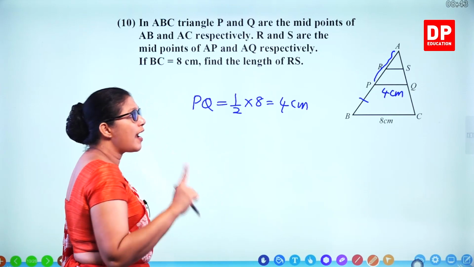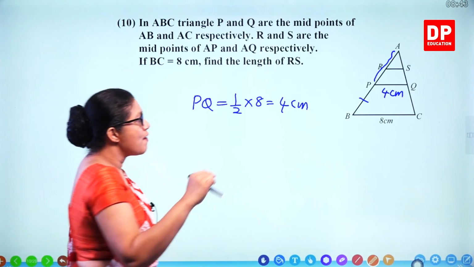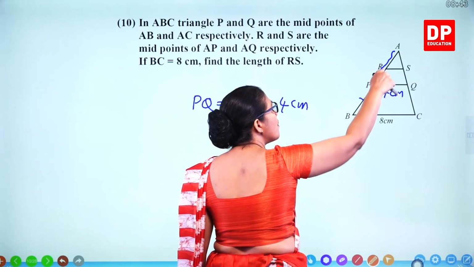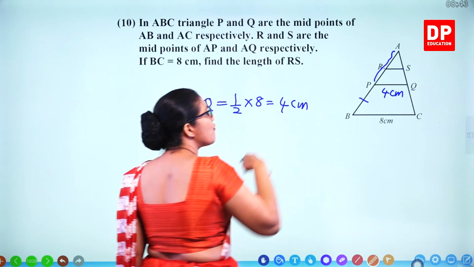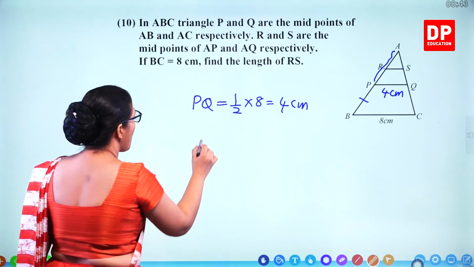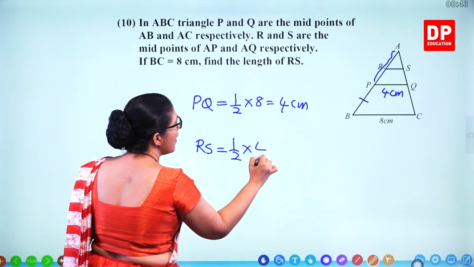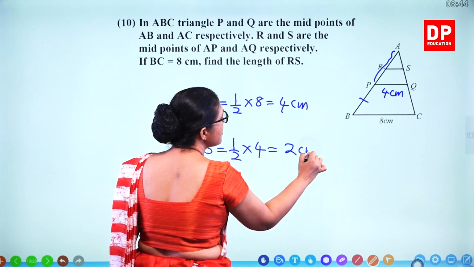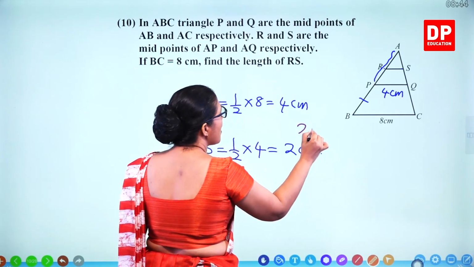Then again you can apply the midpoint theorem for triangle APQ. If this is 4, this is the midpoint, this is also a midpoint. So half of that is RS. So RS becomes half of PQ, that's half of 4, so 2 centimeters. So you get easily 2 marks.